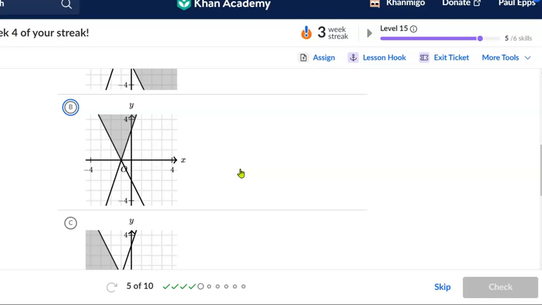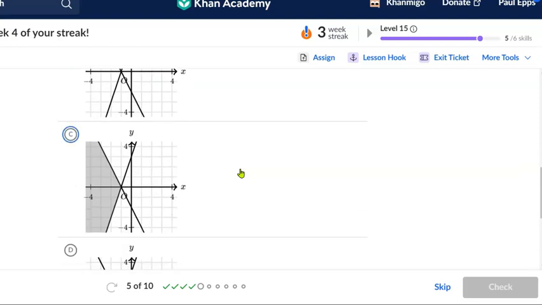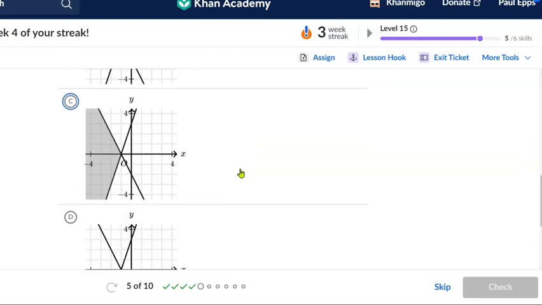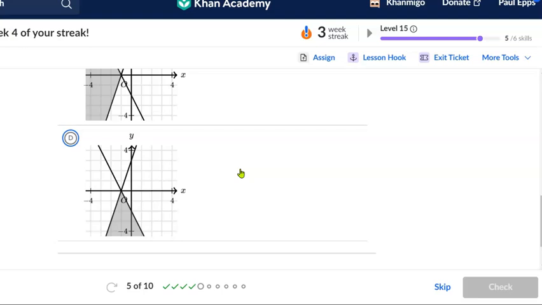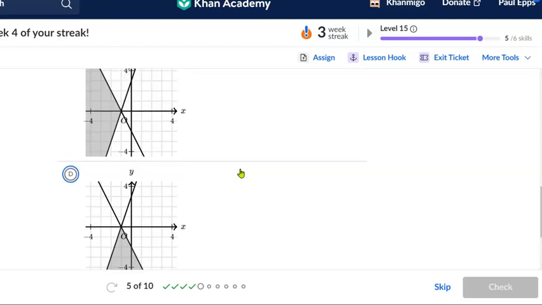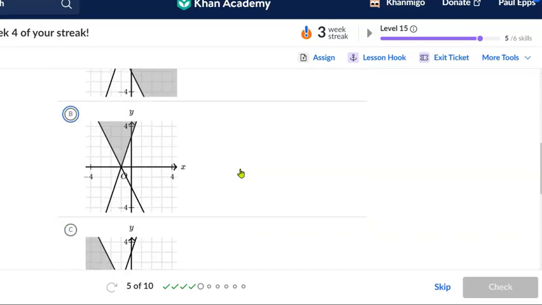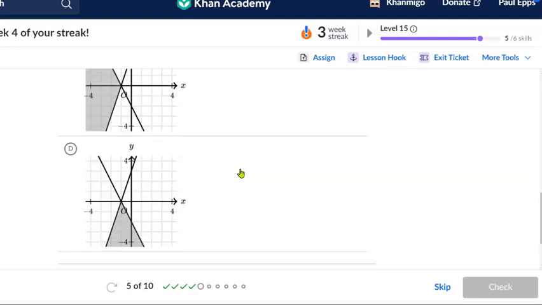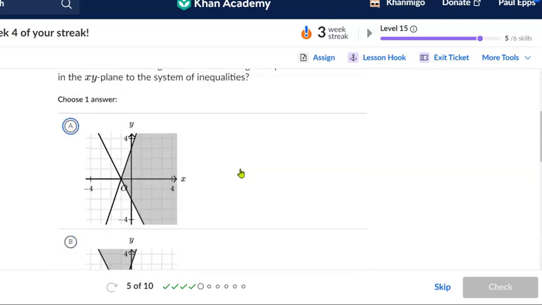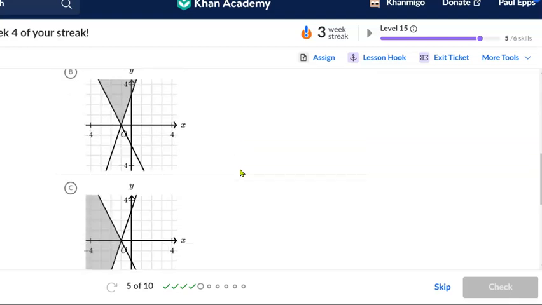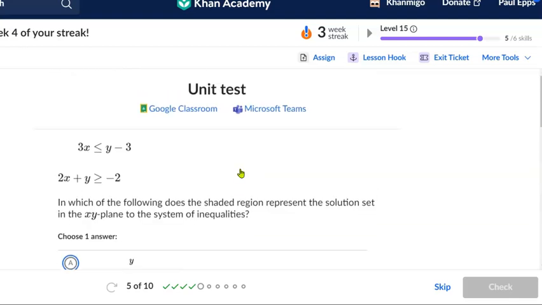B, it is the case in B. It is also the case in C, and it is not the case in D. Oh, I see. It just highlights whatever I'm pointing at. Okay. So B and C are still alive.